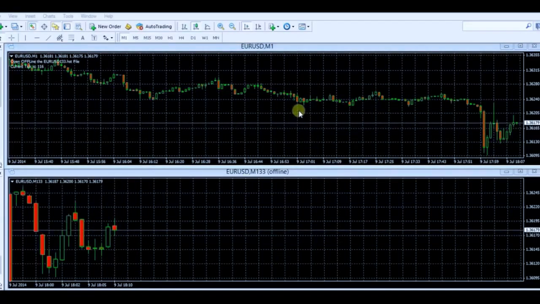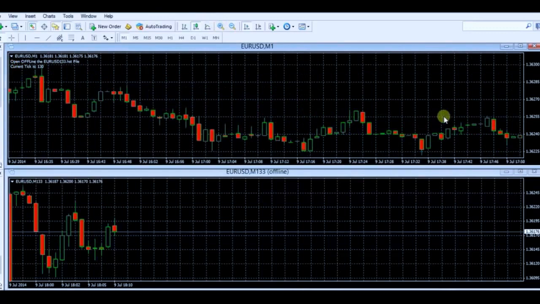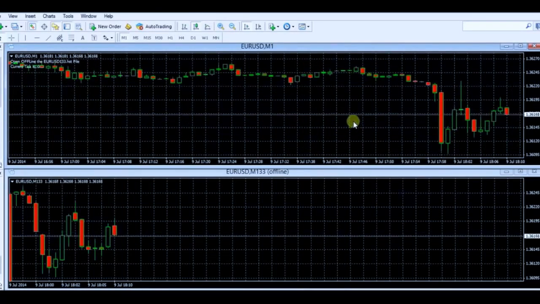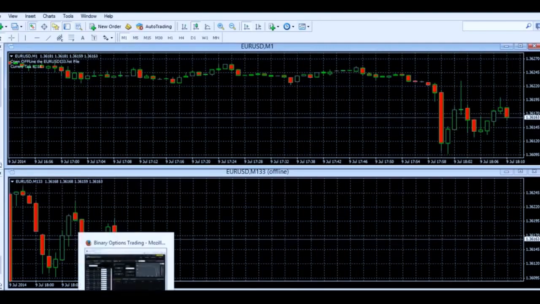Again, here at the top I have my Euro US dollar M1 chart, so that's 60-second candlesticks forming. Here on the bottom I have the custom Opdex indicator. It's an M133 tick chart. So I'm going to zoom in here for a second. And what we're looking for is confirmation of the trend.